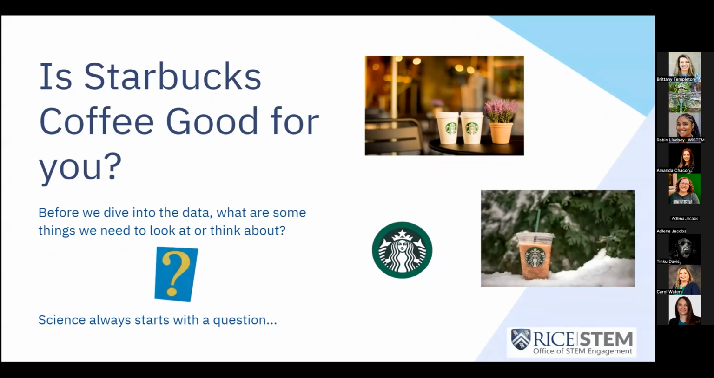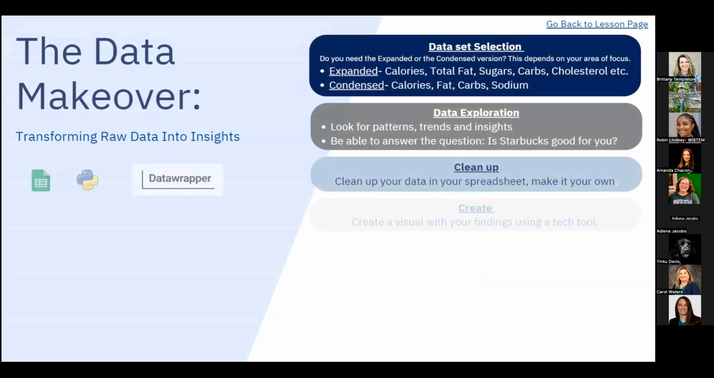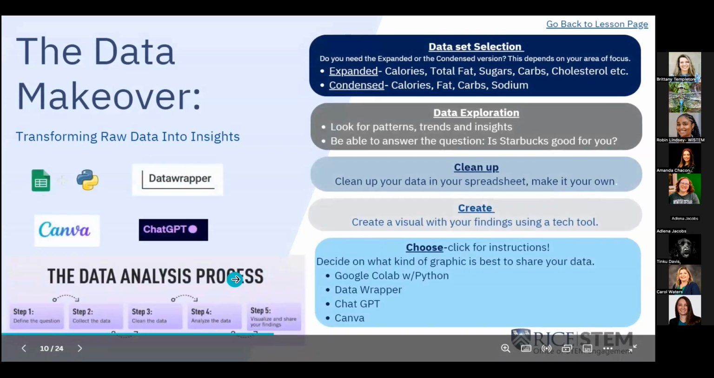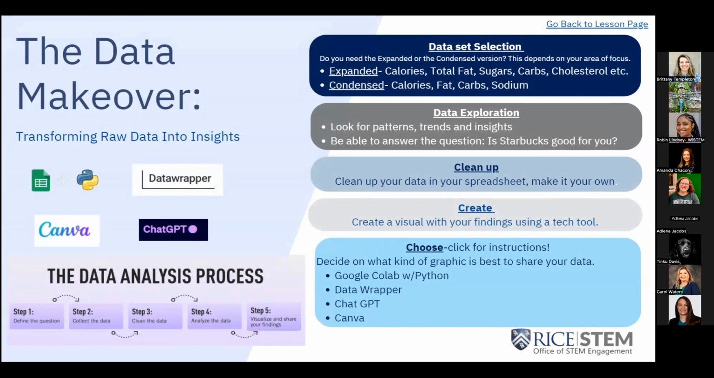So they were able to look at the data and really deep dive in and answer the question, is Starbucks coffee really good for you? The students had two different versions. They had a condensed data set, which just had the calories, the fat, carbs, sodium. And then they had an expanded data set that had everything, calories, total fat, sugars, and literally all the drinks that Starbucks offered, which if you didn't know, is a lot.